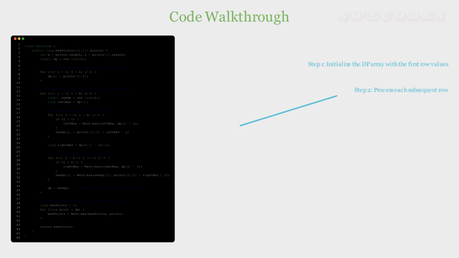Moving on to step 2, we process each subsequent row in the matrix. This is where the magic of dynamic programming happens, as we build our solution row by row. In step 3, we update our DP array from left to right.